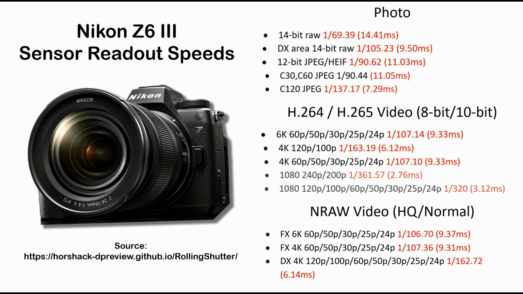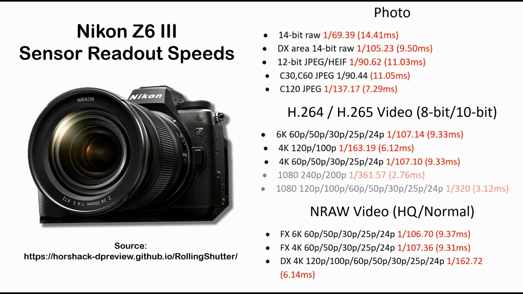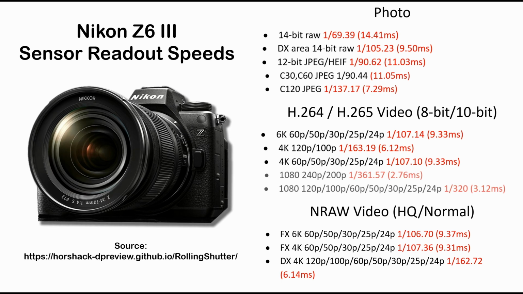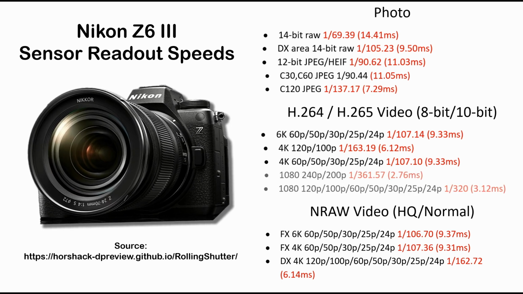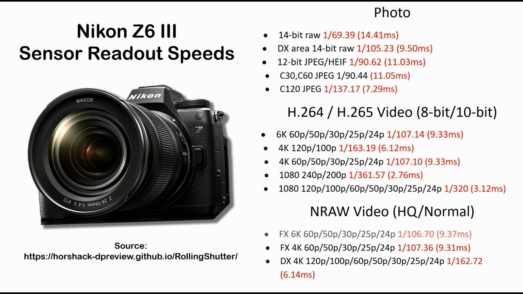Based on my testing, these modes are either line skipped or pixel binned, thus these fast readouts are the results of subsampling of the sensor and have inferior image quality versus oversampling 4K and downsampling to 1080 yourself in post. Finally, for video are the NRAW results.